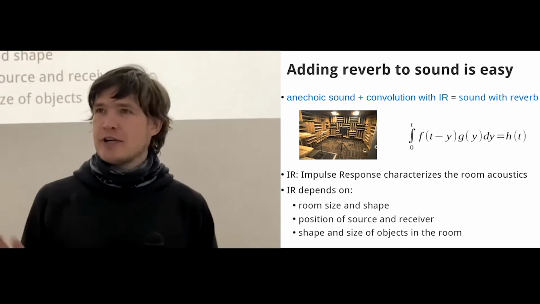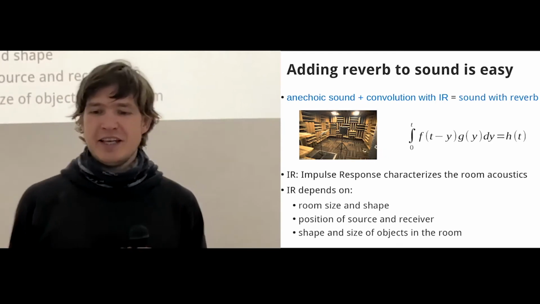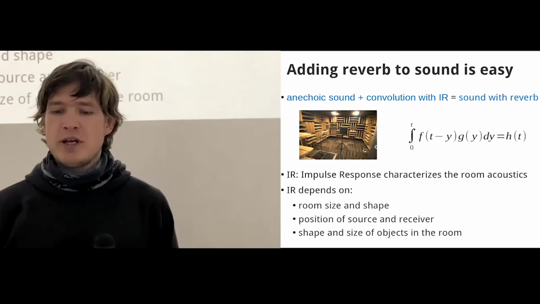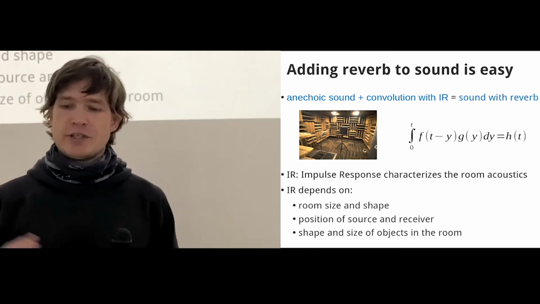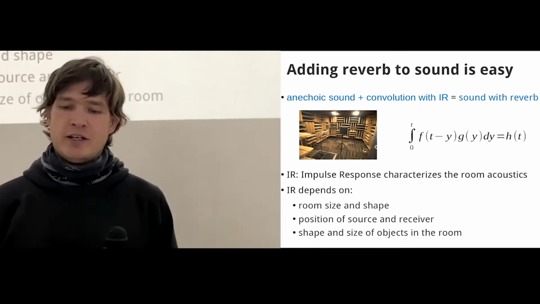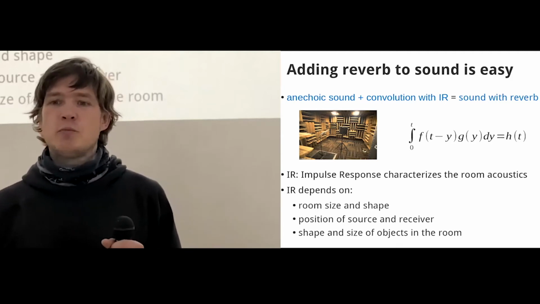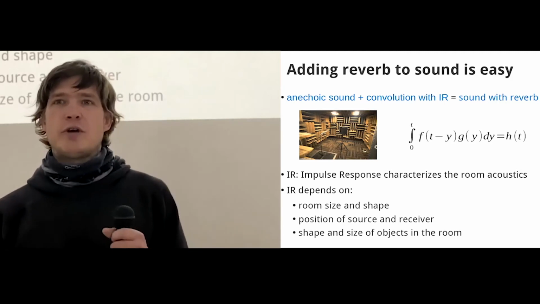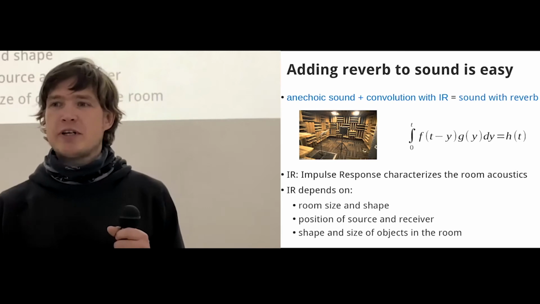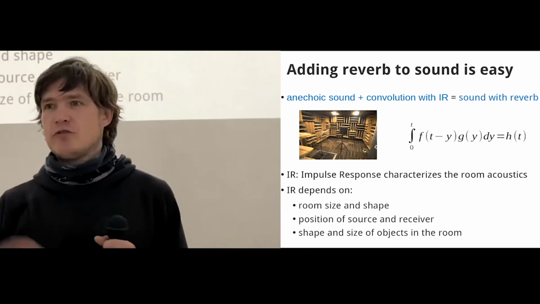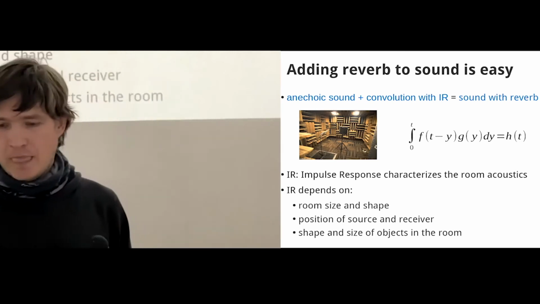So the impulse response function depends on really many things. It depends on the room size and the room shape. It depends on the position of the source and the receiver. And it depends on shapes and sizes of objects in the room. Everybody has experienced that. If you go into an empty room, the reverb is very different, the sound is very different than in a room which is full of obstacles with furniture and so on.